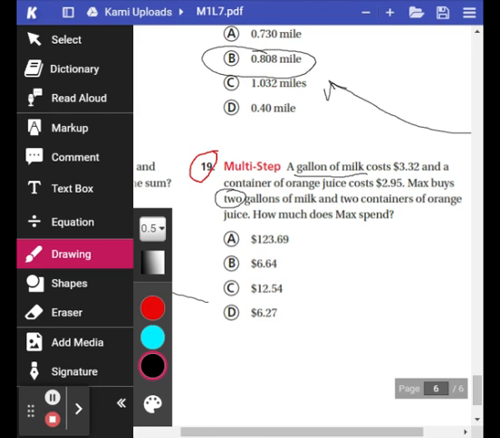This is 4. 3 plus 3 is 6. Bring down my decimal. 3 plus 3 is 6. So he buys $6.64 for 2 gallons of milk. Now let's see how much he buys for orange juice. And 2 containers of orange juice. So I'm going to add another $2.95, which is also the same as $2.95 times 2.